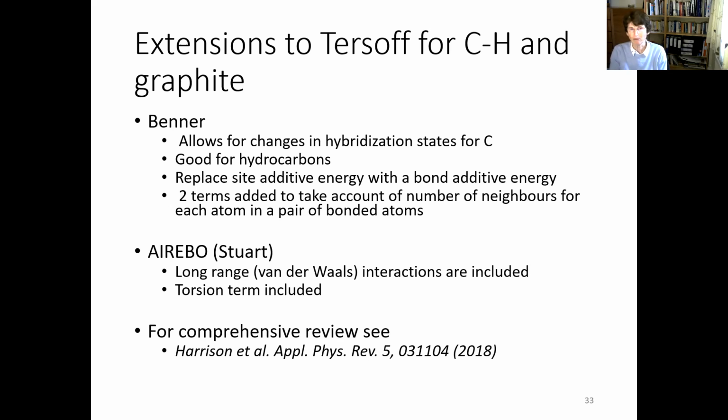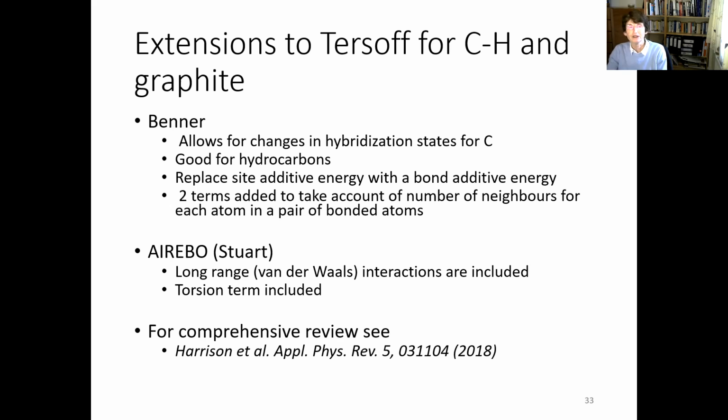One is the famous Brenner potential, actually, whereas the Tersoff potential sums over sites, the Brenner potential sums over bonds. So it actually takes account of the hybridization. It takes account of the number of neighbors for each atom on either side of the bond. The Brenner potential is one extension.